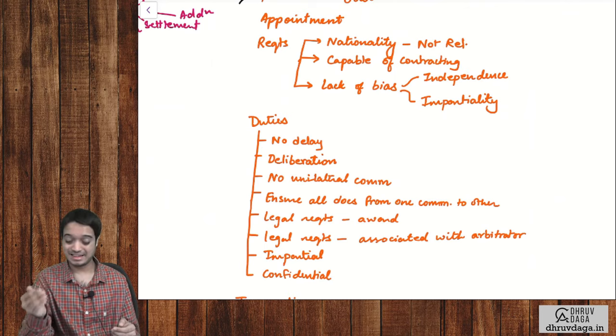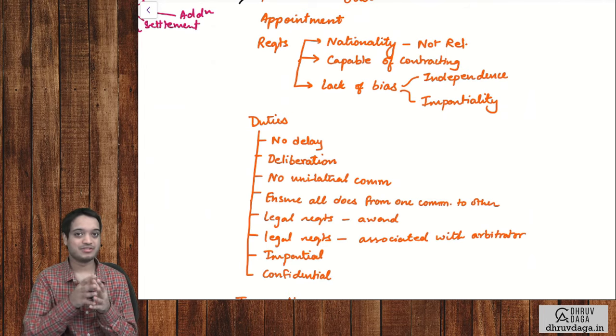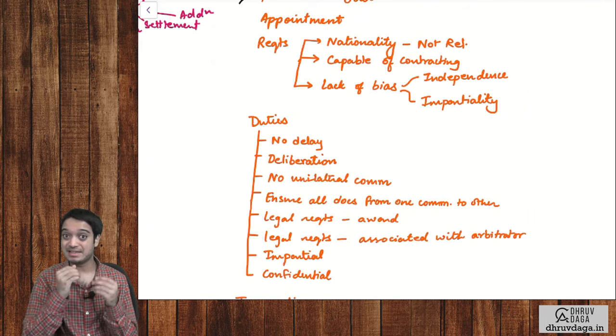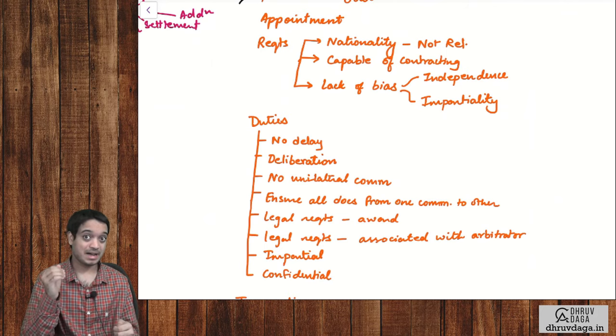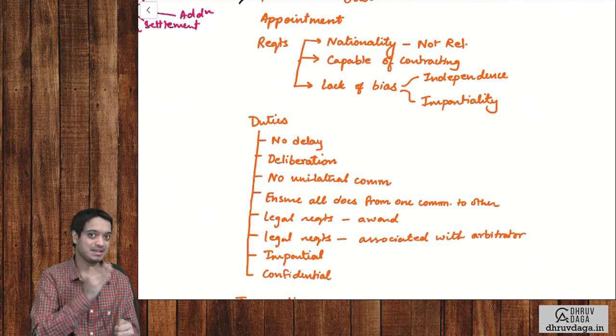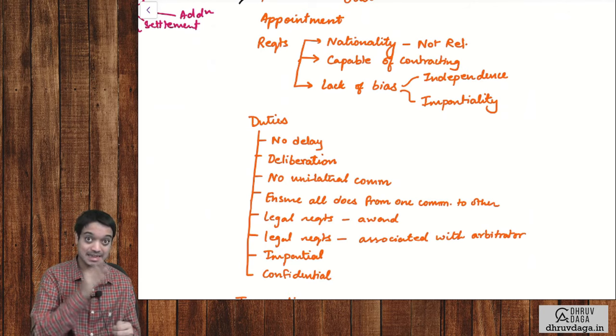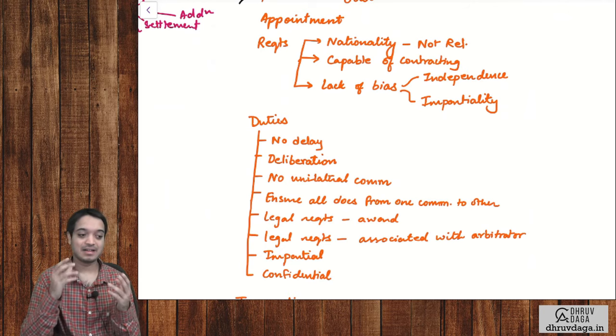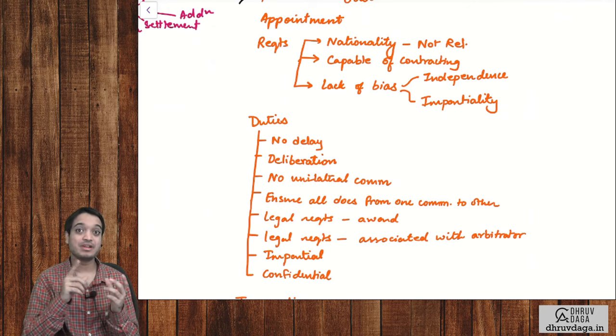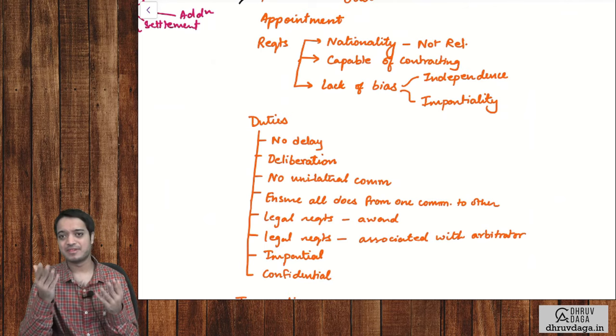Then jo arbitrator hai usko lack of bias hona chahiye. He should not be biased. It's a very important thing. Agar uska bias prove ho jata hai, then appeal can be raised against him. So bias is based on two factors. So the first factor is independence. Independence arises agar arbitrator and koi party ke beech mein koi relationship ho, for example father son. So they cannot be said to be independent of each other.